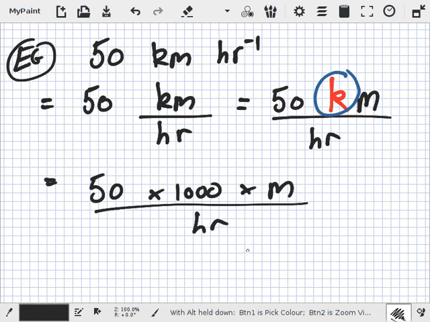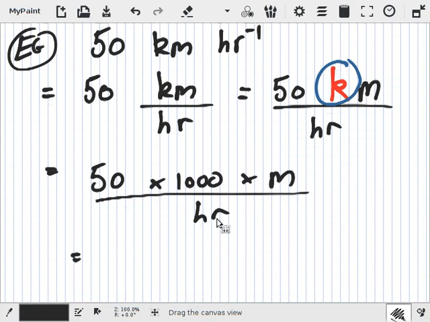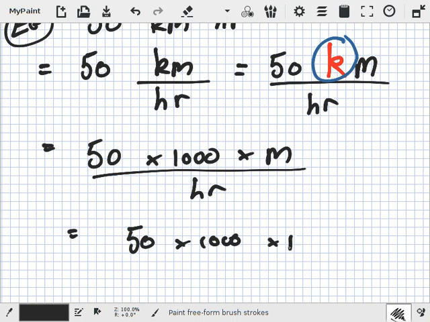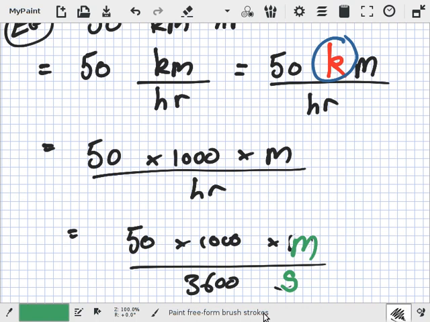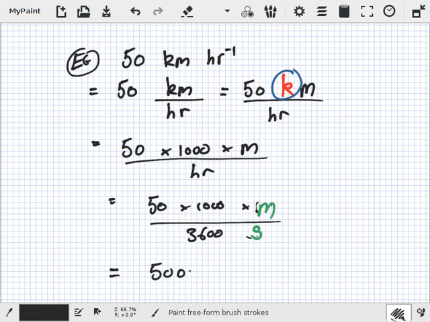Now, hour's no good because we need seconds, but we actually know. I know, careful, not 60, you're thinking of minutes. 3,600. So we can change hour into 3,600 seconds. Now, that's really good because if you look carefully, you'll see we have the unit that we want, meters and seconds. 50,000 divided by 3,600.